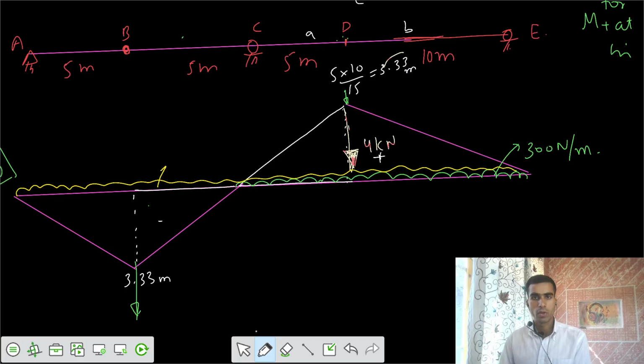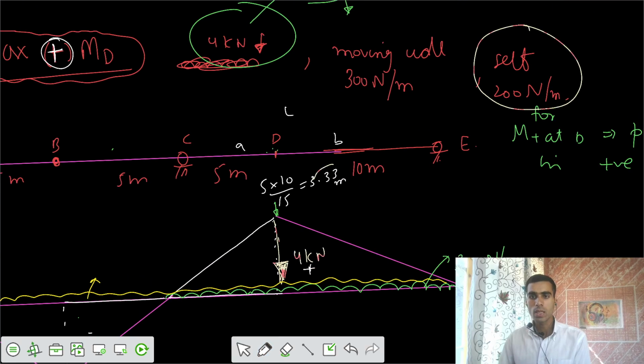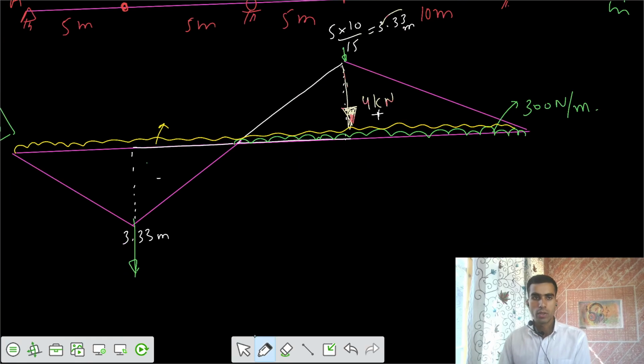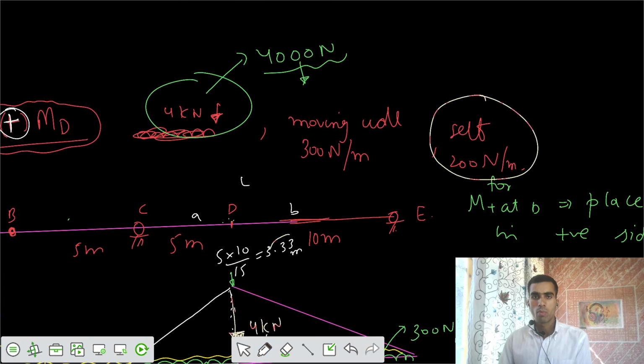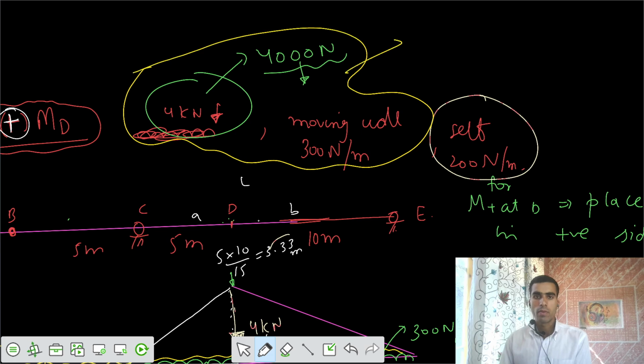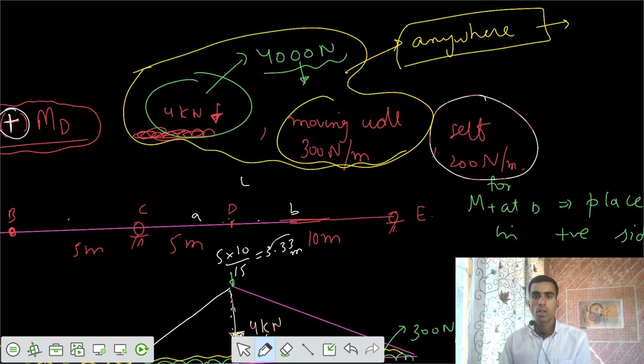So this is your UDL of 200 Newton per meter. You can't skip that UDL of self weight. You have to ensure that it's on the entire length. But the moving load can be placed anywhere, because they are moving. We can fit them anywhere. And the UDL is also moving.